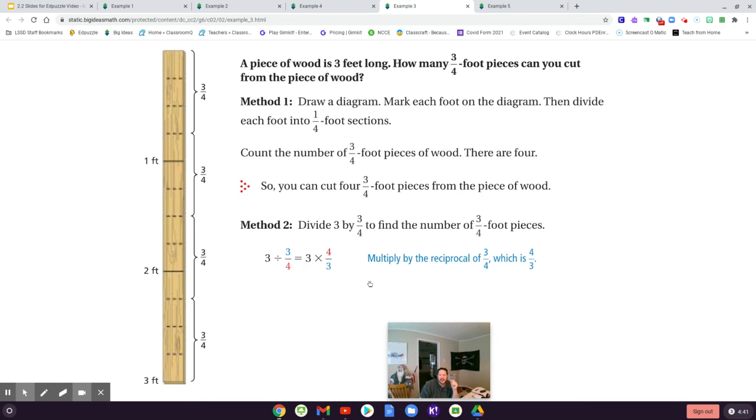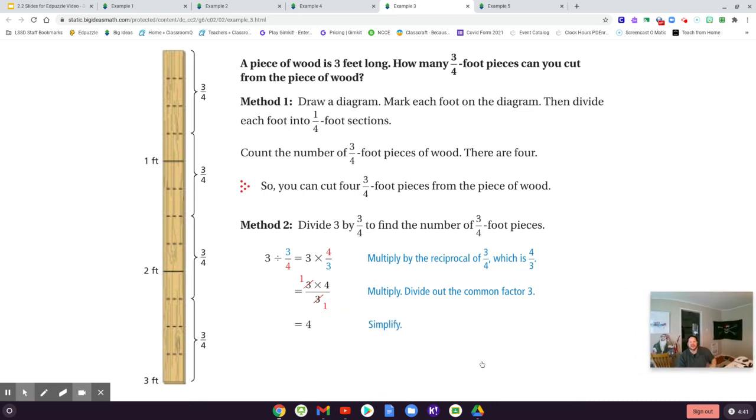The 3, you can write it as 3/1. And then you're multiplying, because it's divided by 3/4, you flip that over, you're multiplying by 4/3. The 3/1 will cancel out with the 3 on the bottom, leaving you with just 4 as your final answer. You can get 4 3/4 foot pieces out of a 3 foot long piece of wood.